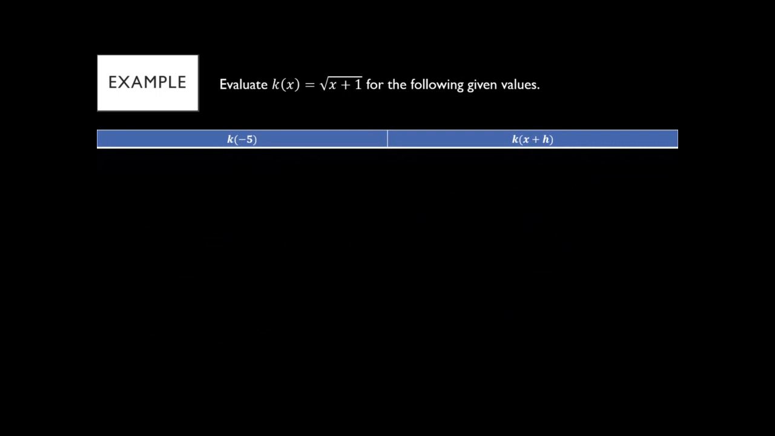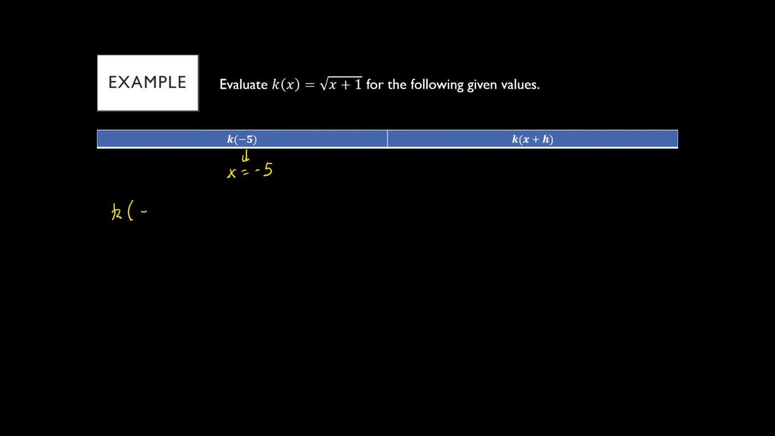So in this case, we have K. So K of X equals the square root of X plus 1. So we're going to evaluate for the following given values. So on the left, we have K of -5. So what is -5 going to replace? What in our equation for K of X is -5 replacing? X. We've got multiple people there. We're going to be replacing X with -5.